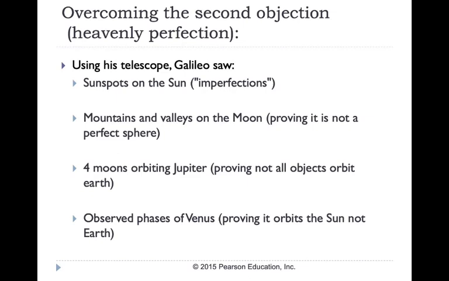Sunspots that he saw, mountains and valleys on the moon, he noticed that those objects were not perfect spheres, perfect circles. So the heavens are imperfect. The moons orbiting around Jupiter: you could have an object orbiting around something else other than the Earth. And then he observed the phases of Venus, which again indicated that the sun had to be at the center, not the Earth.